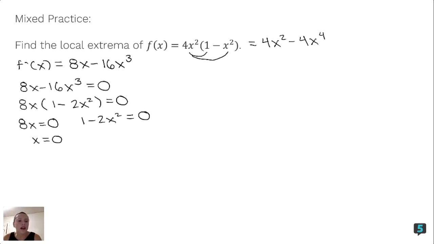Next, we want to figure out 1 minus 2x squared equals 0. Any thoughts on how I should solve this one?